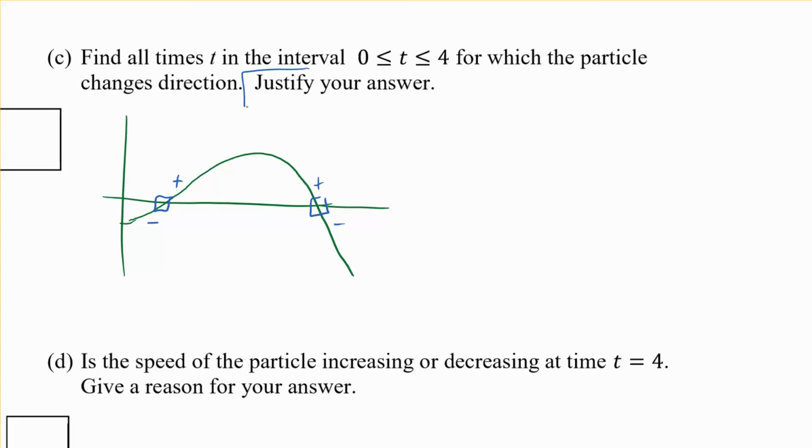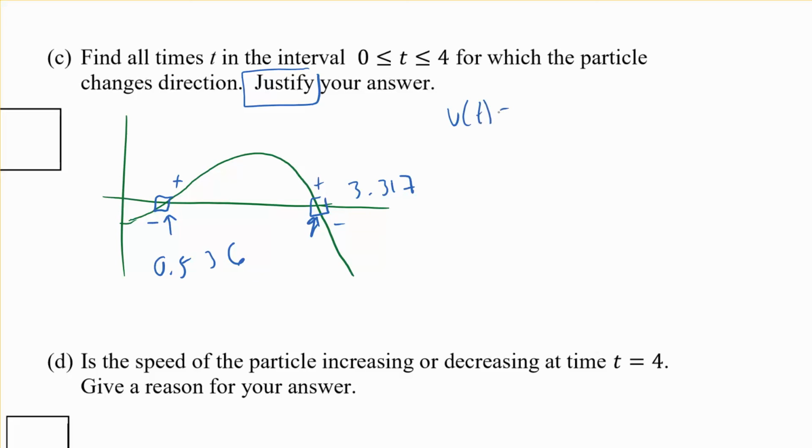And don't forget about the whole justify your answers. So I believe this value is 0.536, and this value is 3.317. So that's where it changes direction. And the other part of that is, the velocity here is 0. That's where it changes direction.